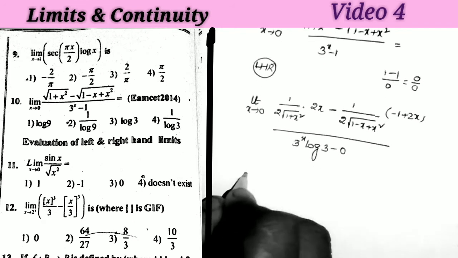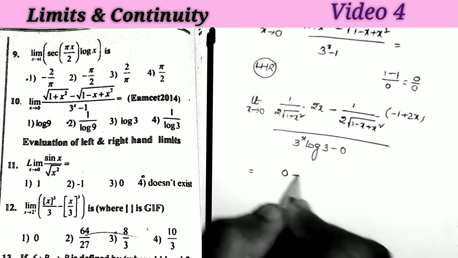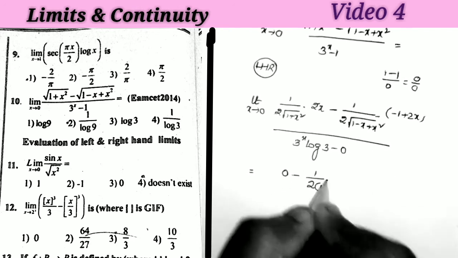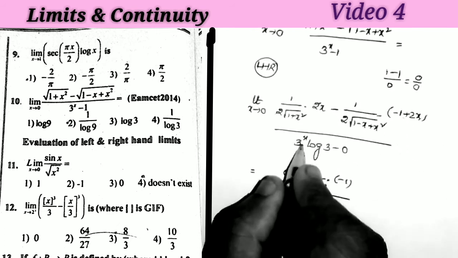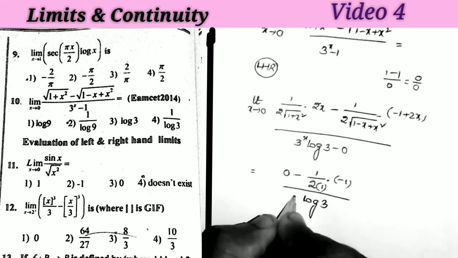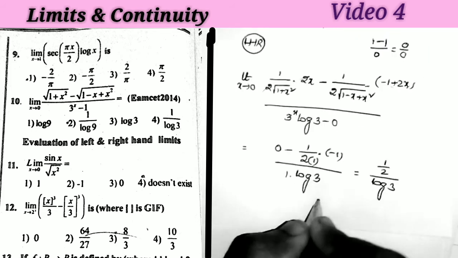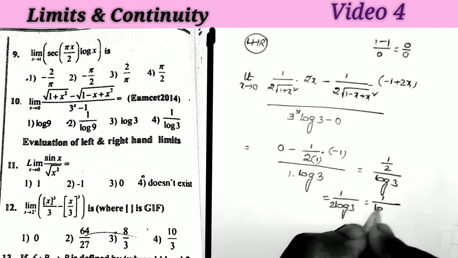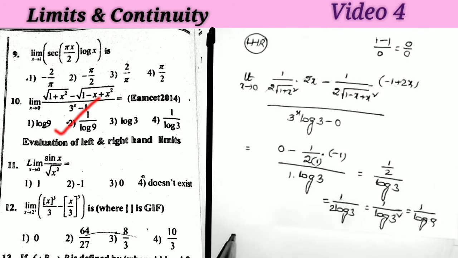Now taking x = 0. Then what we get? The first part with 2x becomes 0. Then minus 1 by 2 root(1−0+0), that is 1, so 1 by 2 into 1 into minus 1. In the denominator, 3 power 0 is 1, so we get only log 3. So the answer is equal to 1 by 2 log 3. That is 1 by log 3 square, that is 1 by log 9 is the answer. That is the second option.